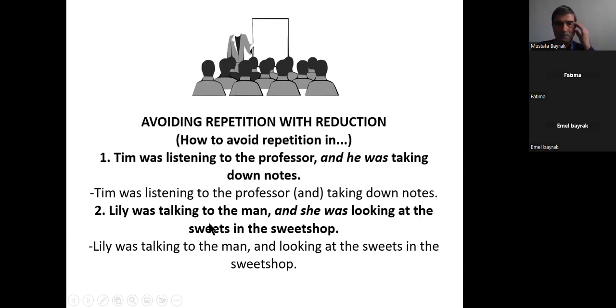So simple, in fact. But of course, the subject must be the same in the first part and in the second part. Think about Lily. Lily was talking to the man, and she was looking at the sweets in the sweet shop. So Lily was talking to the man and looking at the sweets in the sweet shop. So "looking" is here because of "was," just like "talking."